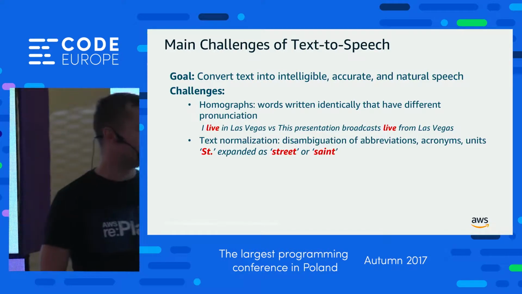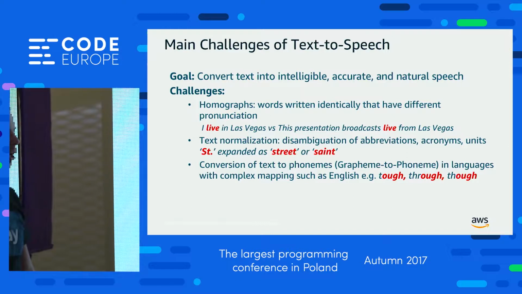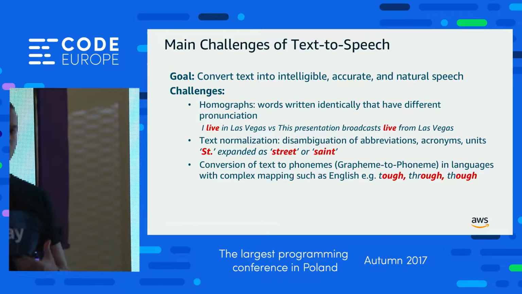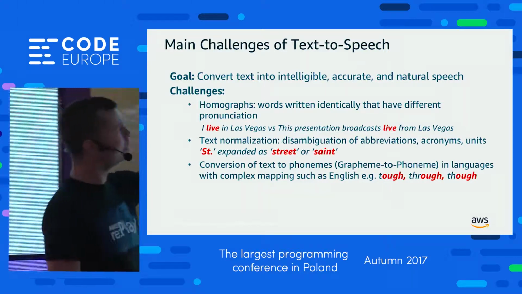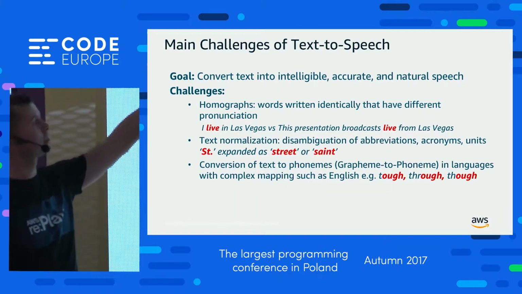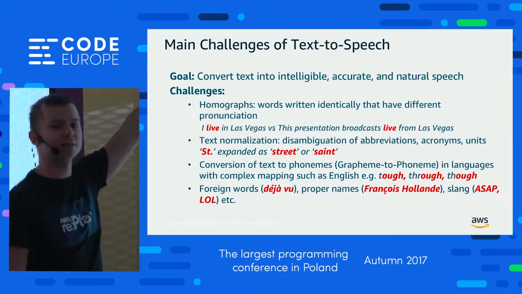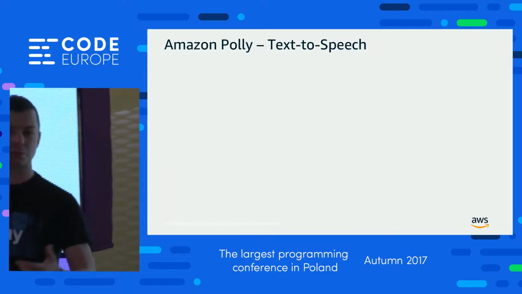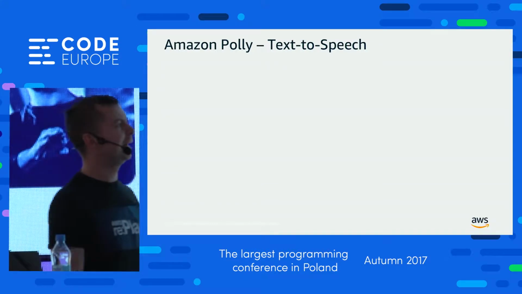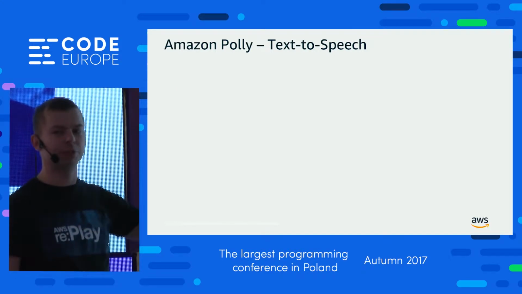Or English words like do, through, and so on. The ending is the same, but again, you will read it in a different way. So it's really not easy to read letters and sentences. So last year AWS released a service called Amazon Polly. In fact, this is a service which was created in Poland, in Gdańsk. There was a company called Ivona Software, which was bought by Amazon a couple of years ago, and now they built this service, Amazon Polly, which provides text-to-speech functionality.